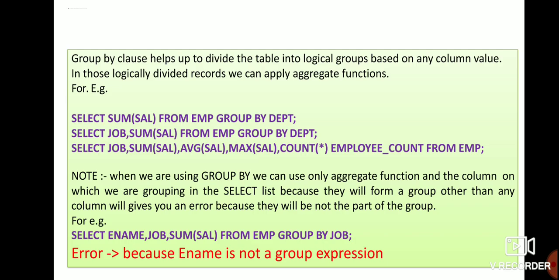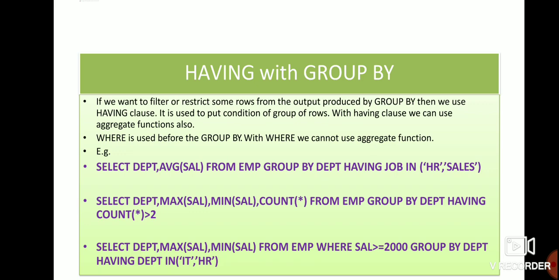Next is a note. When we are using group by, we can use only aggregate functions and the column on which we are grouping in the select list, because they will form a group. Any other columns will give you an error because they will not be part of the group. Like, see, select e name comma job comma sum of salary from employee, group by job. What will be the error? The e name is not in the group expression. Since this is not in the group, it will give us an error.